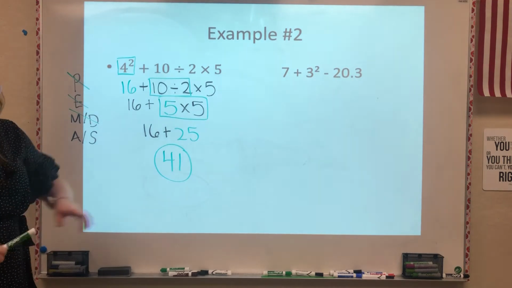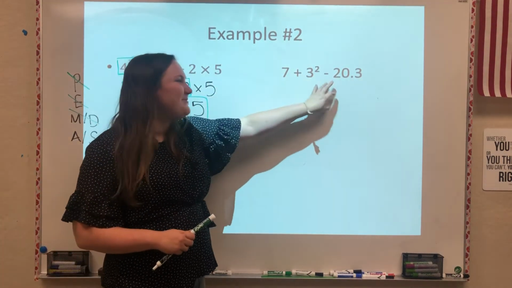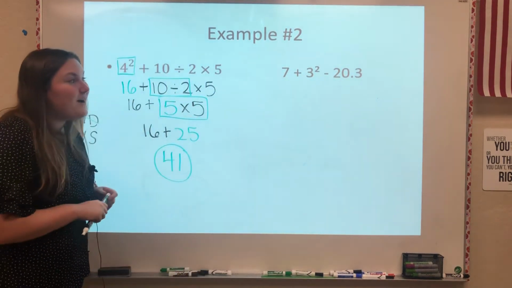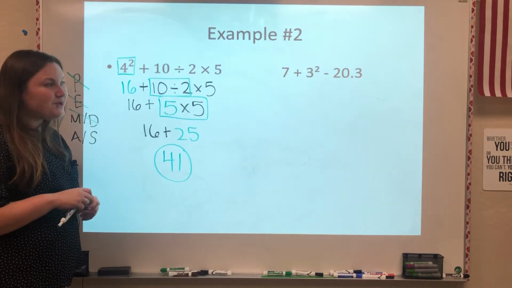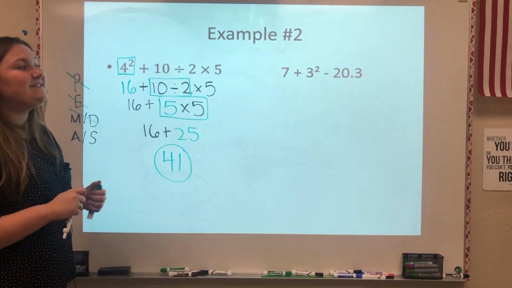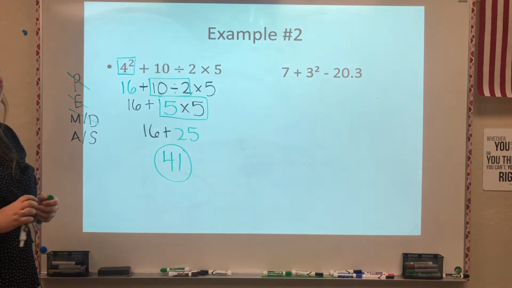It is time. It is time for you to try one. So you're going to be trying this one. Your problem says 7 plus 3 squared minus 20.3. Go ahead and try that now.